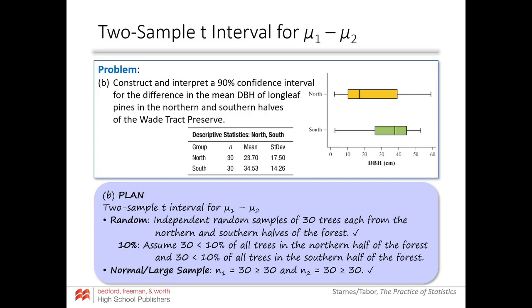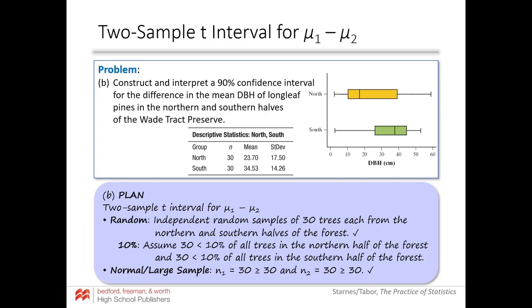We're going to plan a 2-sample t interval for mu1 minus mu2. That's our inference method. We have random samples, so we're good to go. 30 is less than 10% of all the trees in the forest, and we have large sample size. 30 is greater than or equal to 30, so we're good to go. So all three conditions met, inference method stated.